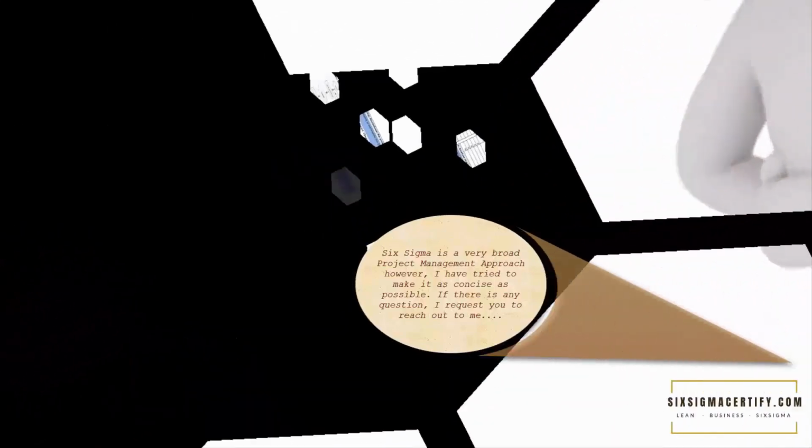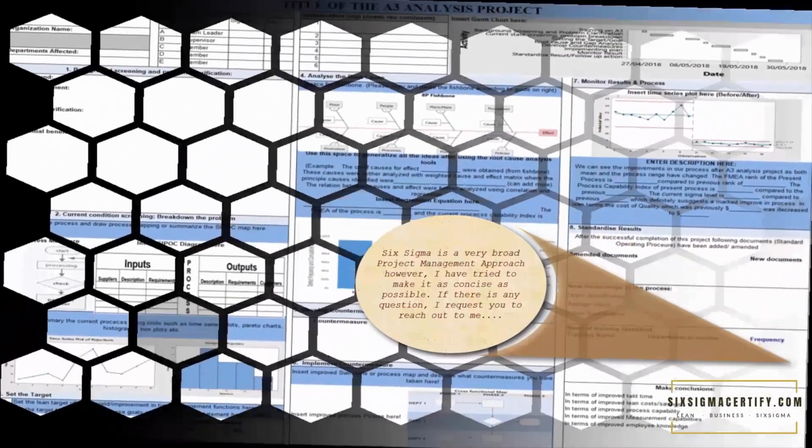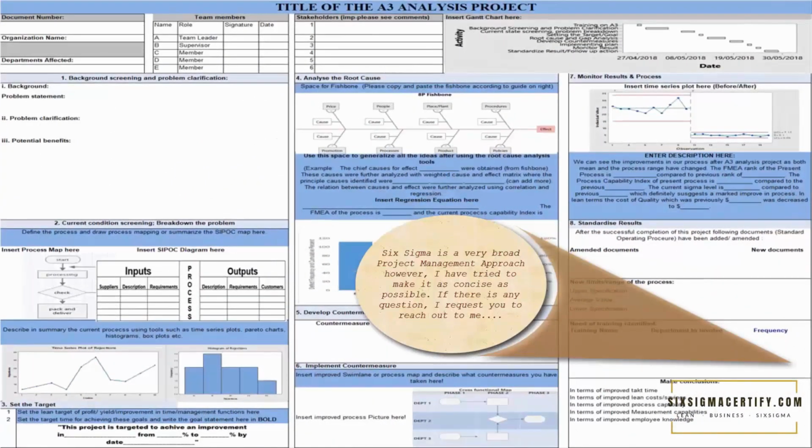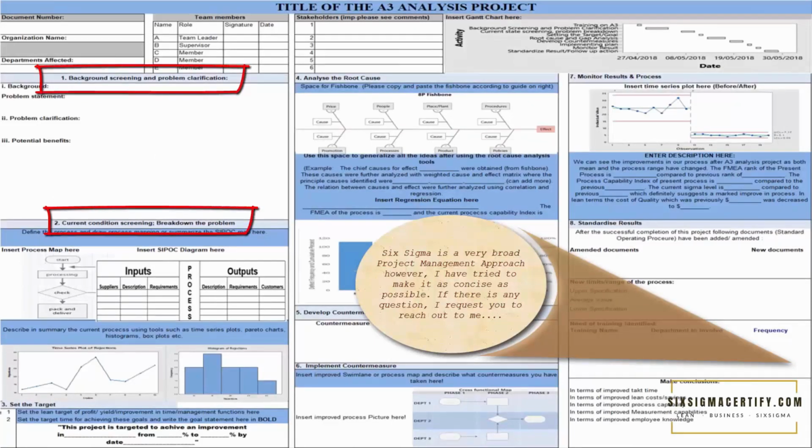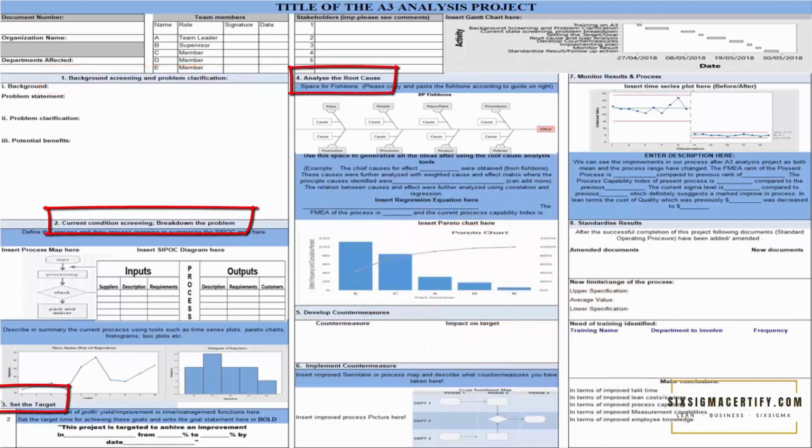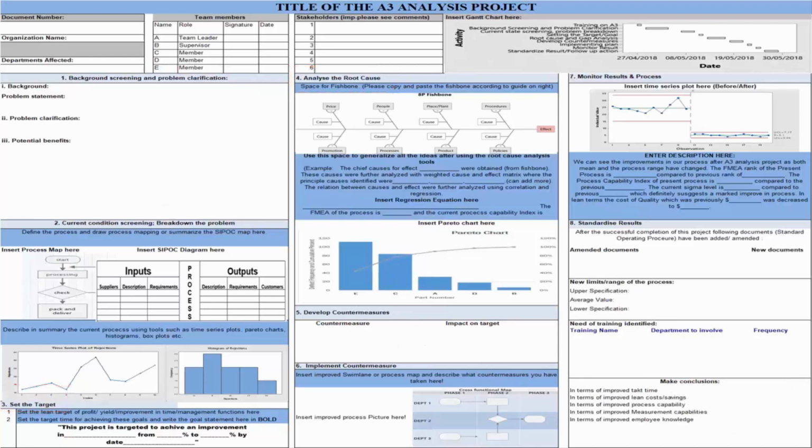This is an example of the A3 analysis report. Here we see different aspects such as background screening and problem clarification, current condition screening or breaking down of the problem, setting the target, analysis of the root causes, developing different countermeasures in order to counter the defects, implementing the countermeasures, monitoring results and processes, and standardizing the results. So the A3 document, particularly which we use in the Lean Six Sigma define phase, is also the document that we can use to communicate as a summarized version of the work in the Six Sigma project.